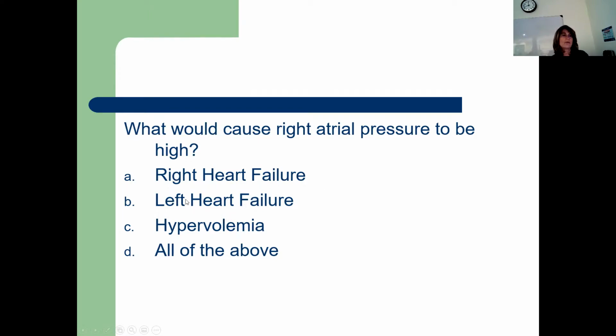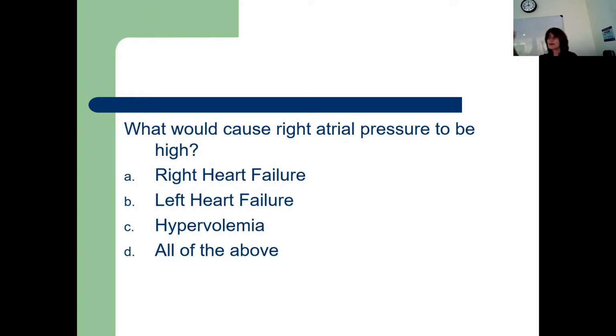Do you understand how left heart failure causes high right atrial pressures? Tijin, do you know? So right heart failure would be the right ventricle is not able to pump out an adequate amount of blood. And if it can't pump it out, it backs up. And that makes the chamber before it have high pressure, high volume, therefore high pressure. Yeah, so everything backs up and causes the pressures to be elevated.